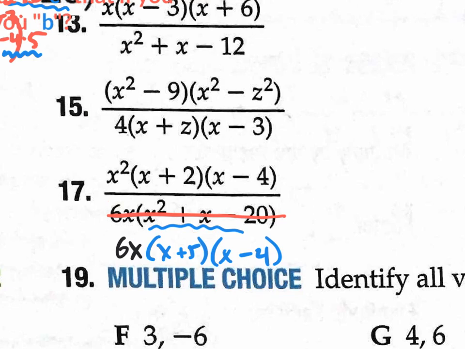Up on top, I have an x plus 2. Down here, I have no x plus 2's. Up here, I do have a binomial x minus 4. Down here, a binomial x minus 4. So I could cancel out that x minus 4.